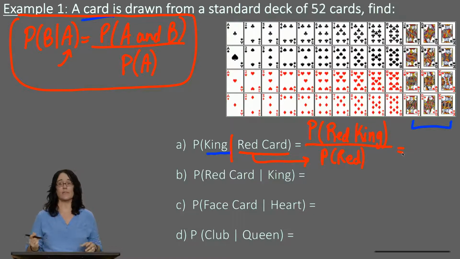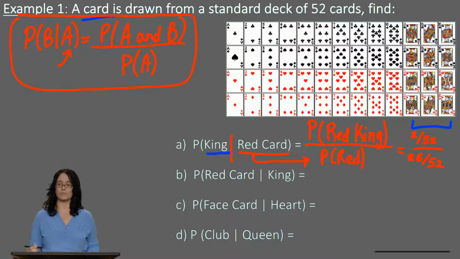So to do this, I would first have to say, okay, how many red kings are in the deck? You can look at the picture here if you need help, but remember there are 4 kings in the deck. Half of them are black and half of them are red, 2 and 2. So there are 2 red kings out of the deck of 52. For the denominator, it's just how many red cards are in the deck and what's the probability of that happening, right? Well, half of the deck is red. Now you could just say the probability then is 1/2, or you could do it 26 out of 52 before we reduce.